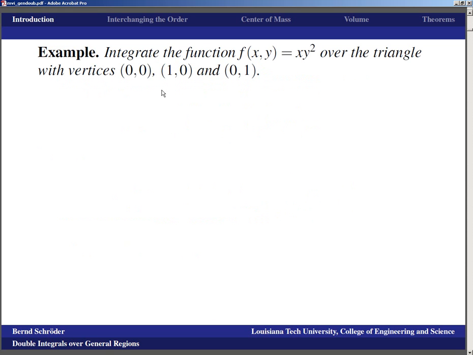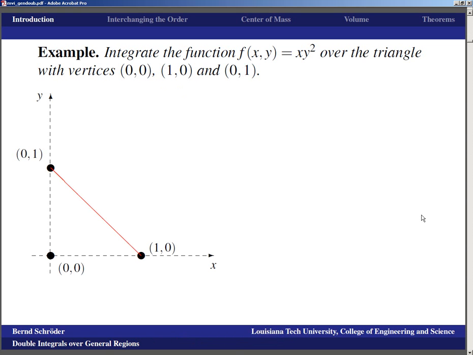And so actually, if we go back to the same example, we still want to integrate the function f of xy equals xy squared over the triangle with vertices (0, 0), (1, 0), and (0, 1). We're basically left to some visualization skills, and well, we've practiced visualization. So how hard can it be to visualize a triangle? Well, here's an x-axis, here's a y-axis, here's the point (0, 0), here's the point (1, 0), and here's the point (0, 1). Well, the triangle is this red triangle here.